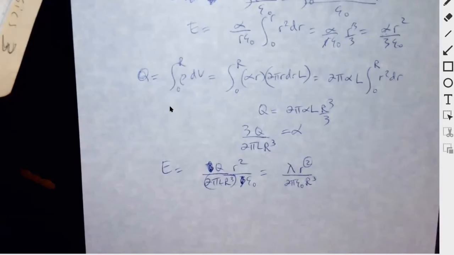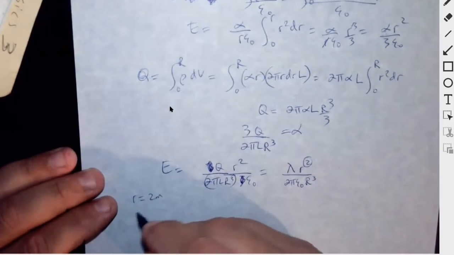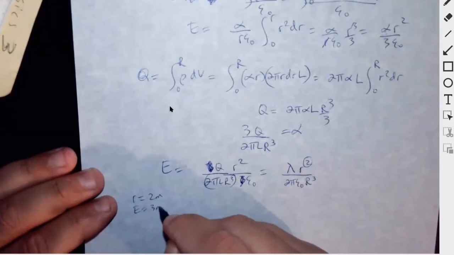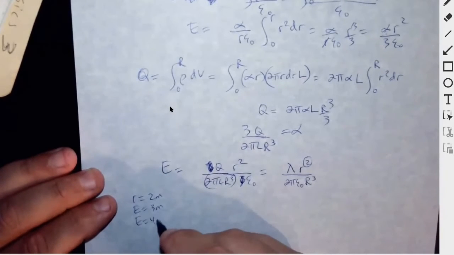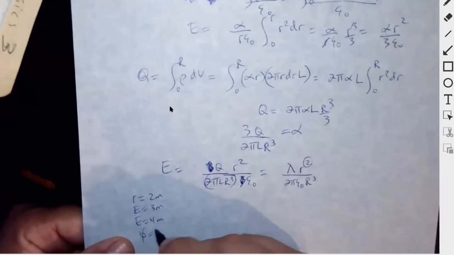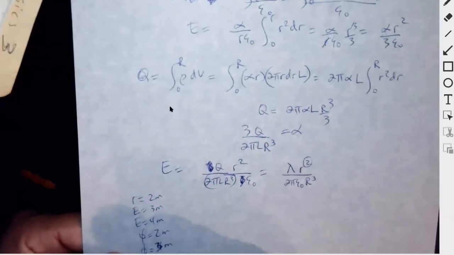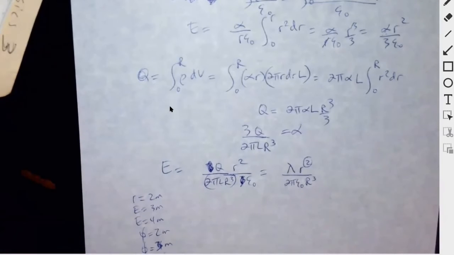So then let's find out what the electrical field is at 2 meters again, at 3 meters, and at 4 meters. So ask the same questions as for the sphere. What is the field at 2 meters? What's the field at 3 meters? And what's the field at 4 meters? And then we can end with that.